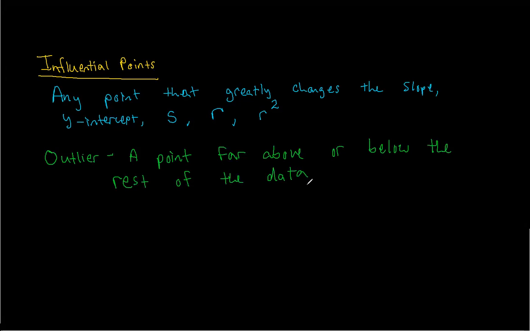The other influential point certainly can be an outlier as well, but it's known as a point that has high leverage. An influential point that has high leverage is far left or right of the rest of the data.